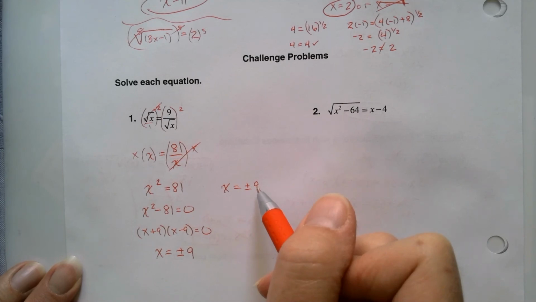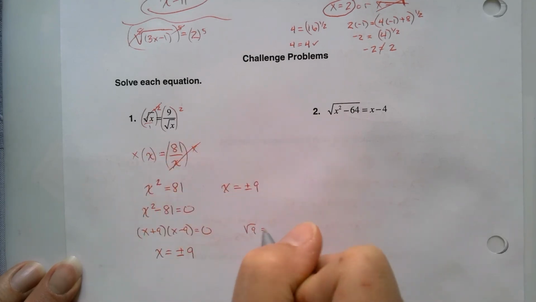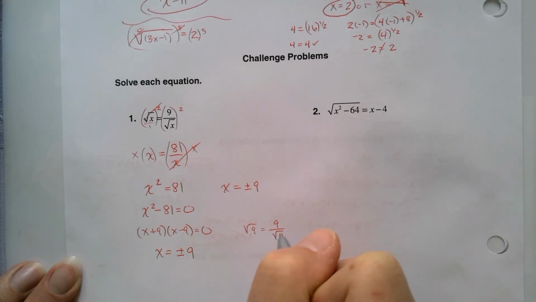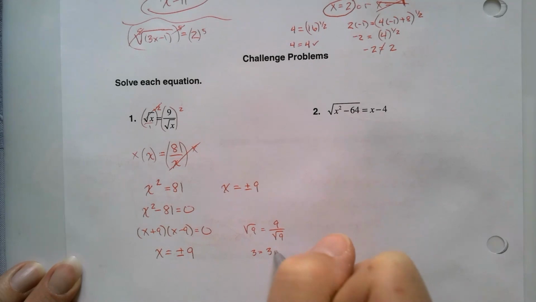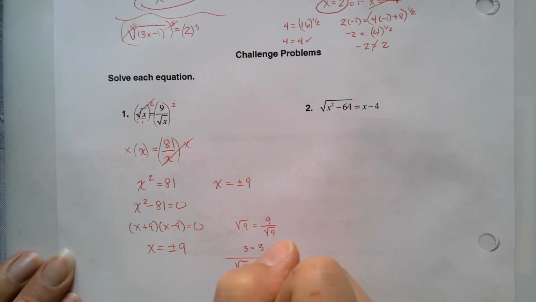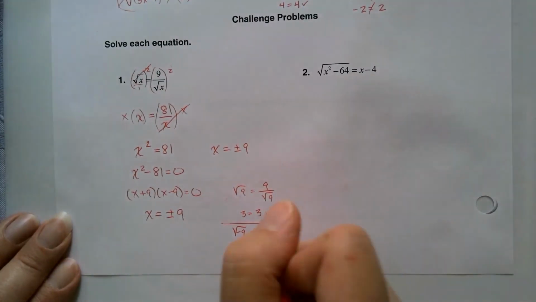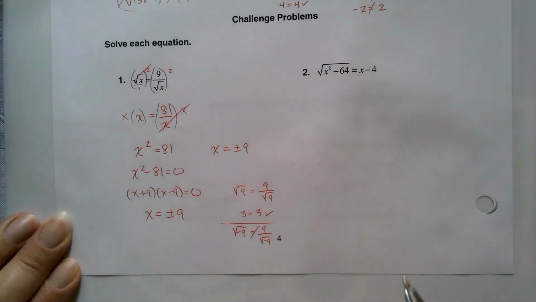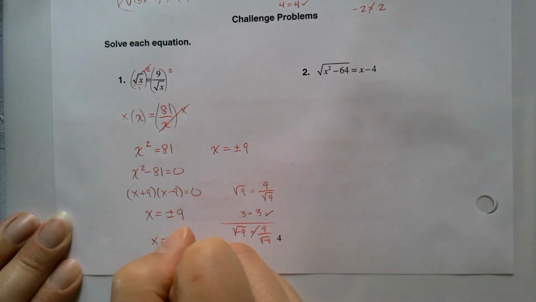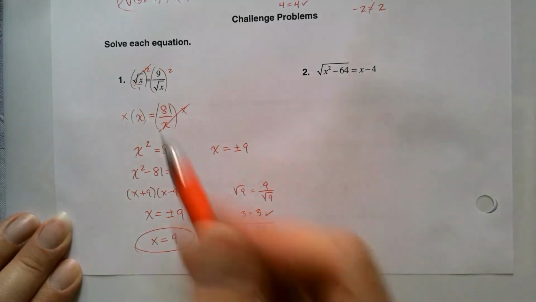But when I go to take 9 and plug it in, that's good. Square root of 9 is equal to 9 over square root of 9. Okay, so 3 is equal to 3, right? 9 divided by 3 works. But if I put negative 9 in, I'm already stuck. I can't take the square root of negative 9 without an i, so this answer is not going to work. It's not giving me a real answer, and so x is only equal to positive 9. It's a domain restriction for the original problem.